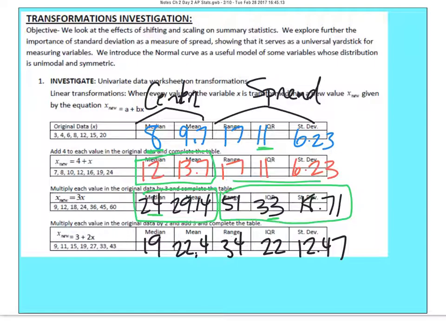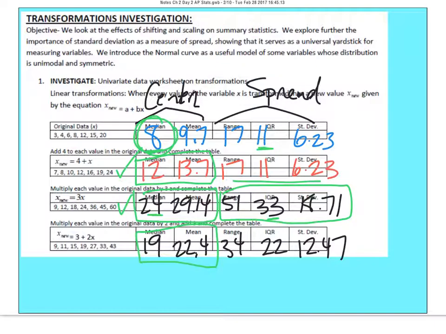Now, in this case, we just need to be really thoughtful. When we added or subtracted, the mean and median changed. When we multiplied, the mean and median changed, which means both components are going to take place. If we look at the original measure of center, which was 8, 8 times 2 is 16, plus 3 is 19. So the measure of center changes just like this.